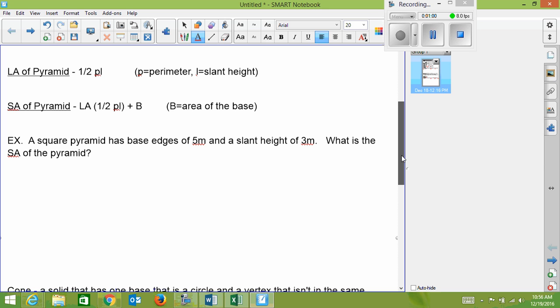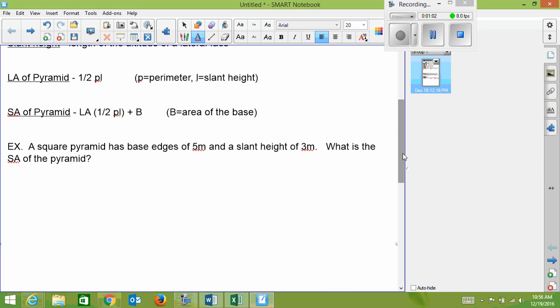So my example here is a square pyramid. You have to know what shape the base is, right? A square pyramid has base edges of 5 meters and a slanted height of 3 meters. What is the surface area of the pyramid?